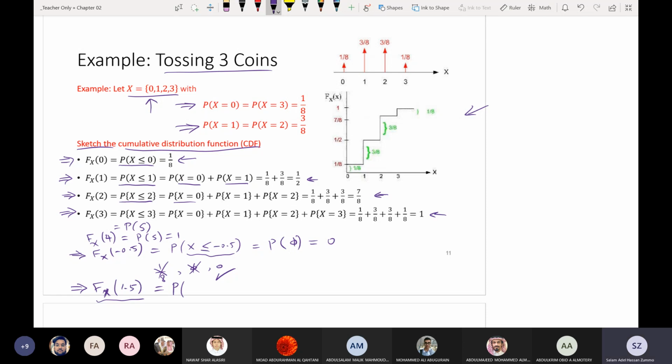In order to find this, we need to start with the definition. This is equal to the probability that X is less than or equal to 1.5. Once we write the definition, we find the corresponding event. What is the corresponding event? X less than or equal to 1.5 when X equals 0 or X equals 1, exactly.